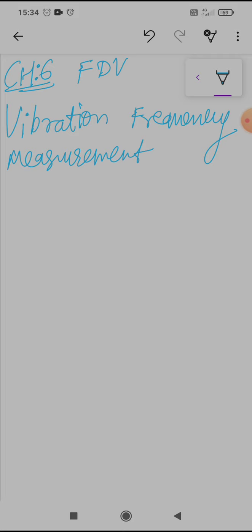There is forced damped vibration. So in this chapter, this last topic is how in real life we measure the vibration. What are the devices which are used to measure the frequency? Besides measuring the amplitude, velocity and acceleration of the vibration, it is very important to find the frequency of the vibration.